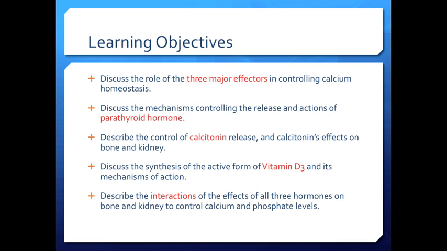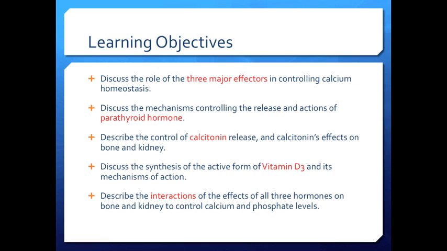We'll also talk in more detail and discuss the interactions of some of these metabolic and physiological reactions in the classroom. But we'll introduce here the three major factors in controlling calcium homeostasis, particularly the concentration of calcium in blood. We'll be able to discuss the mechanisms controlling the release and actions of the PTH. We'll be able to describe the control of calcitonin release and how PTH and calcitonin play with each other in an antagonistic kind of way.